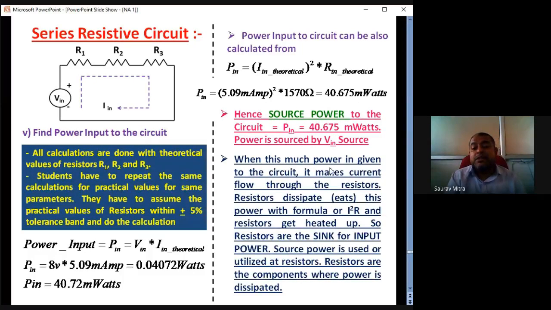Now, when this much power is given to the circuit, this makes the current flow through the resistors. Resistors dissipate. Dissipate means eats power, it just uses the power. See, this mobile phone that you are using, it is having both the modes. It is having the power sinking mode when it is charged, and it is having the power sourcing mode when you are using the mobile phone.